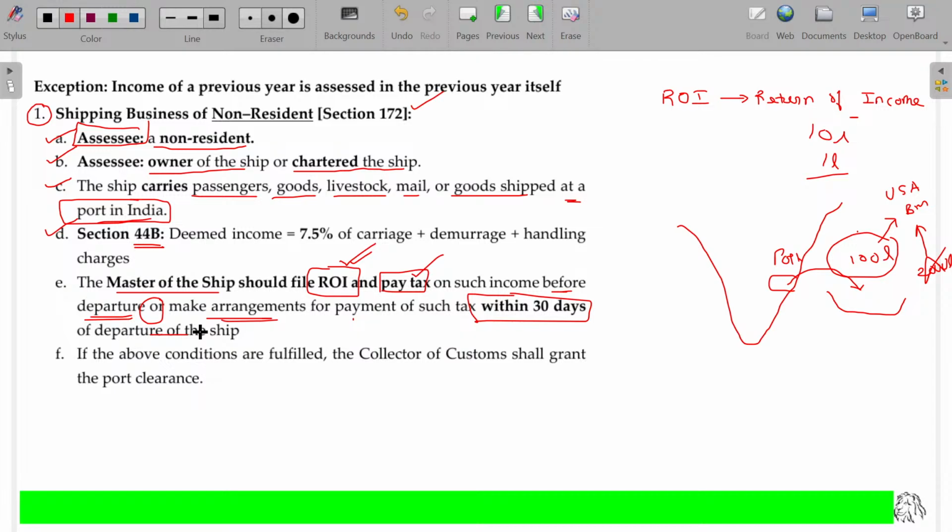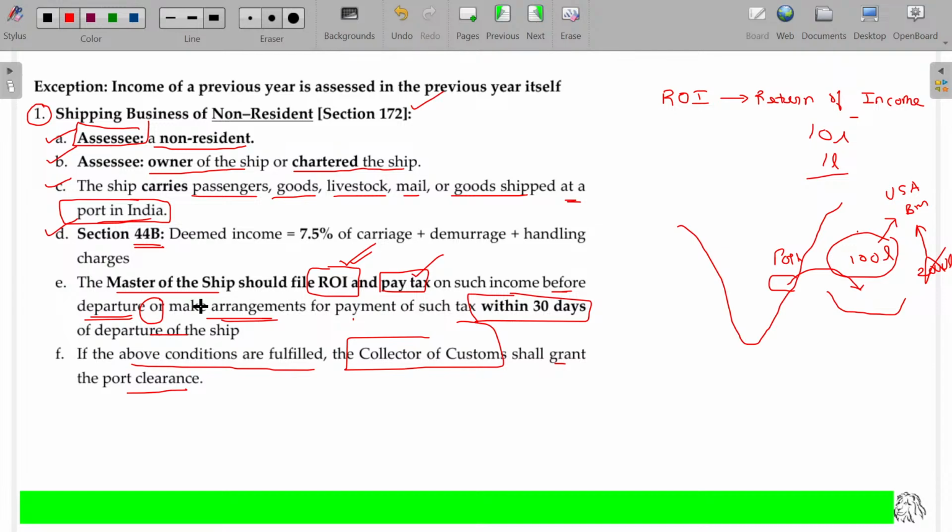Now, only after all these conditions are fulfilled, the collector of customs shall grant the port clearance. Before the ship departs, you have to finish off all these things. Only the customs in charge, the port in charge, will give the clearance. After that only is the ship allowed to move out of this port. Clear? Either you pay or make arrangements to pay within 30 days.